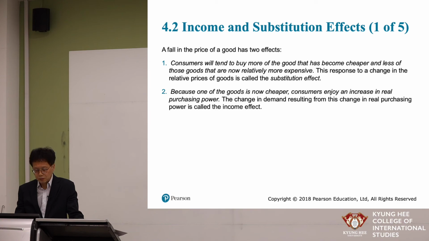Number 2, because one of the goods is now cheaper, consumers enjoy an increase in real purchasing power, or real income. So with a given income, you can purchase more, simply speaking. The change in demand resulting from this change in real purchasing power is called the income effect. Okay? So there are two effects, the substitution effect and the income effect.